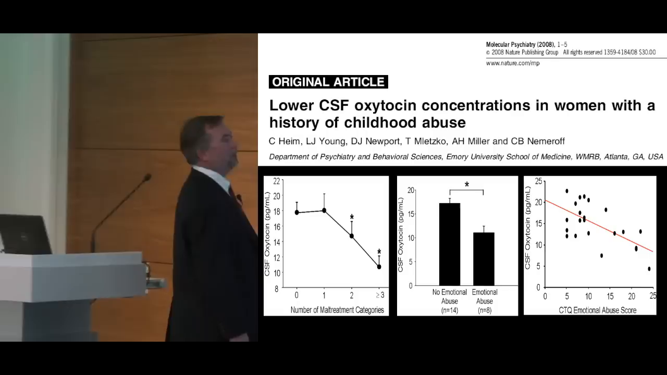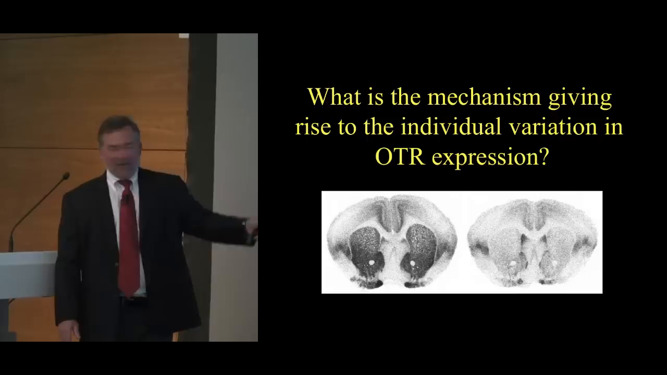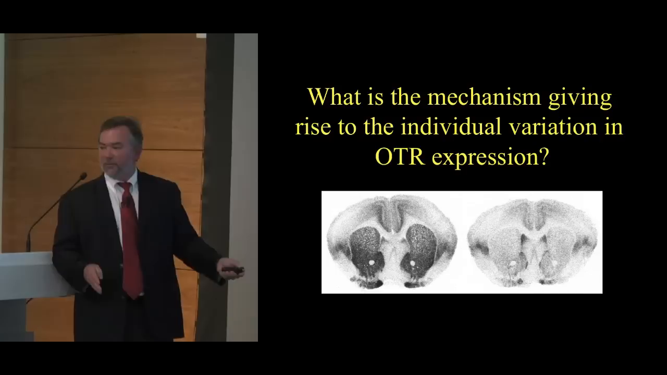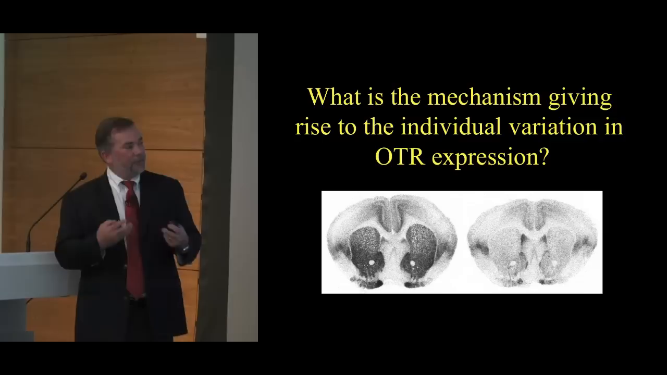So this is relevant. So to me, this is a really cool finding. Here's two animals of the same species that have different levels of expression. This animal is totally resilient to this early life social isolation. This animal is totally susceptible. So we're trying to figure out what causes that.